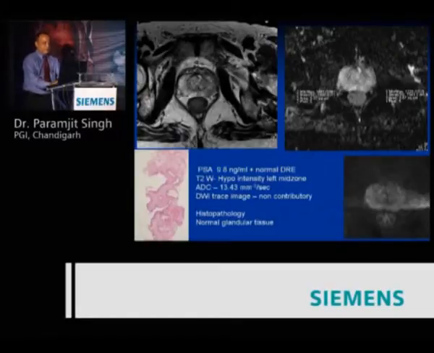Another patient with a PSA of 9.8 had a normal DRE, but a PSA of 9.8. T2 weighted images show hypointensity in the left mid zone. But here, when we compare the two sides on ADC, this is nearly 1.343, that is within the normal range. And the DWI trace image is of course non-contributory, and on histopathology, the biopsy of this patient did not yield anything other than normal glandular tissue. Now during this work, the limitation was that we did not have whole prostate resection and mounting of the specimen.